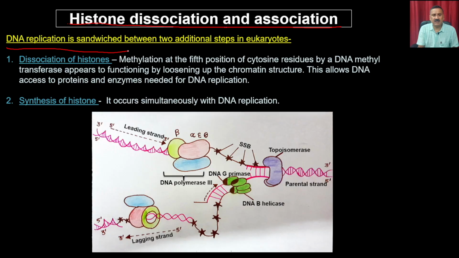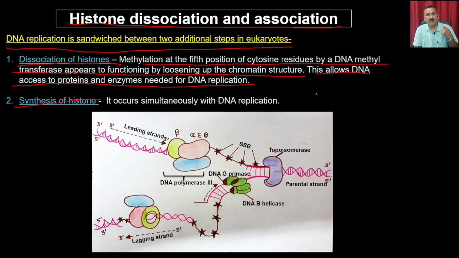So, DNA replication is sandwiched between two additional steps in eukaryotes: dissociation of the histones and the synthesis of histones. Methylation at the 5th position of the cytosine residue by the DNA methyltransferase appears to function by loosening up the chromatin structure. This allows the DNA access to the proteins and enzymes needed for DNA replication.